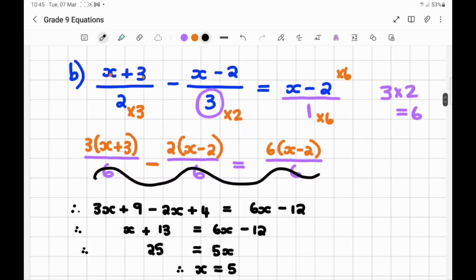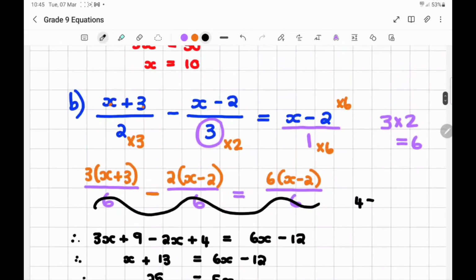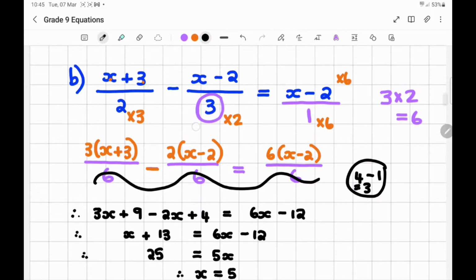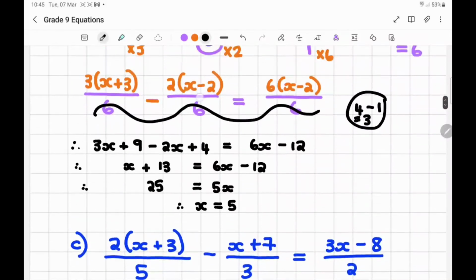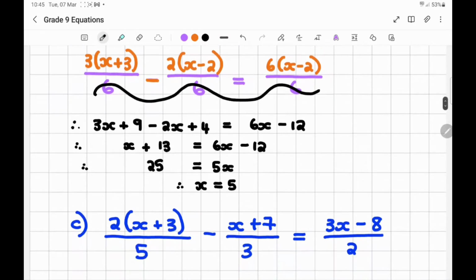Okay, can you go test it? Yes, let's go. 5 plus 3 is 8. 8 divided by 2 is 4. Minus 5 minus 2 is 3. 3 divided by 3 is 1. Minus 1. So the left hand side gives me 3. And the right hand side, if x was 5, 5 minus 2 also gives me 3 on that side. So just a quick check to see whether you got it right is always good.